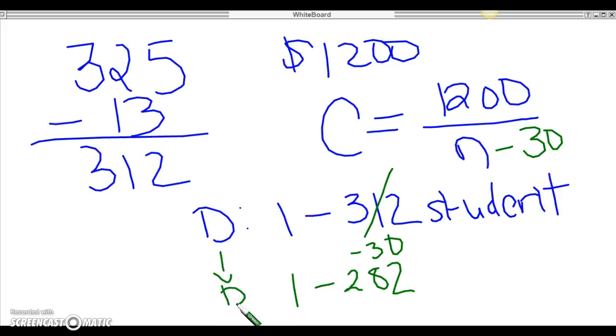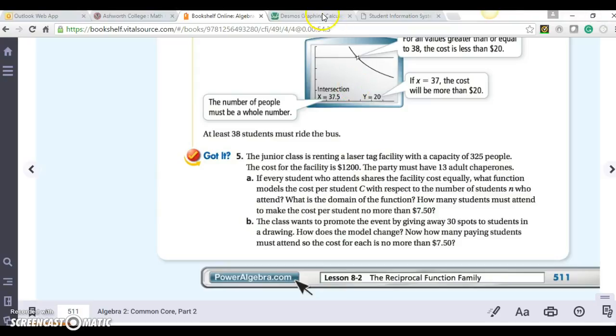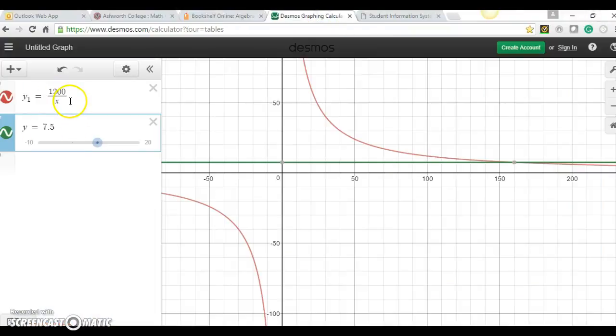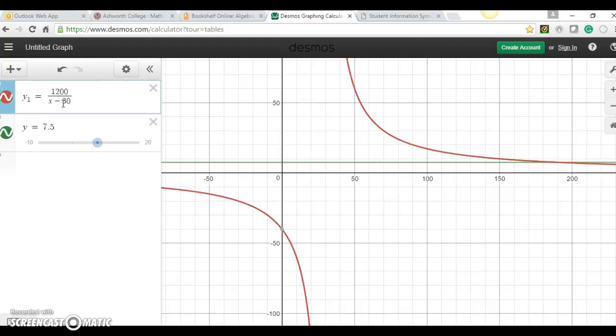for my new function. And now if I want to find out for 7.50, I can solve again, or I can put it in my calculator. So let's just change it here. And let's look for 7.50. And it's 190. So I have to have at least 190 students attend. I hope that this helps.